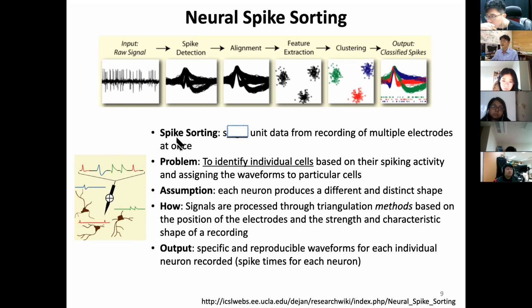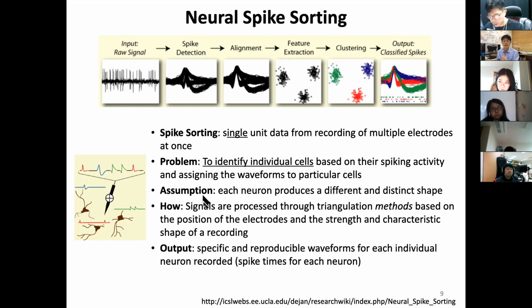So spike sorting is this single unit data from a recording of multiple electrodes at once, and this is the output. So the issue is identifying individual cells based on their spiking activity, and we assign the waveforms to a particular cell. Here the assumption is, of course, each neuron produces a distinct type of shape. You see these, and that's in general true.